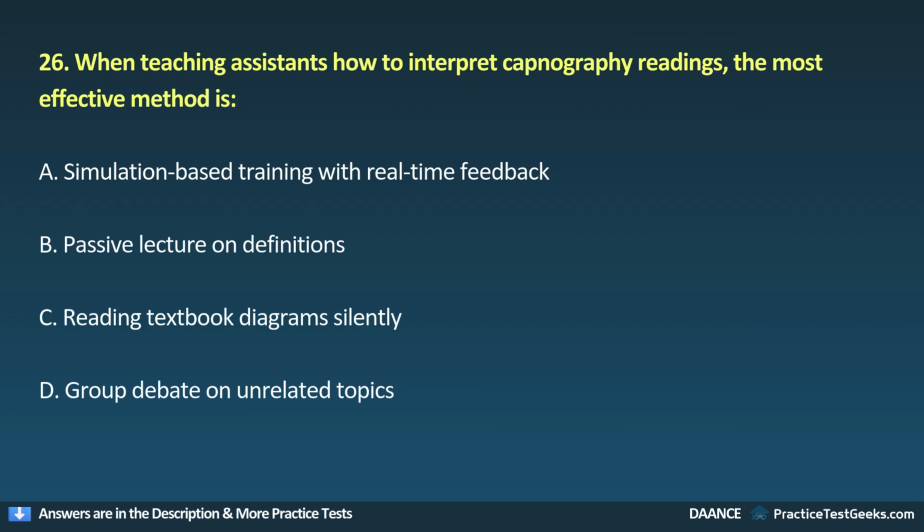26. When teaching assistants how to interpret capnography readings, the most effective method is A. Simulation-based training with real-time feedback. B. Passive lecture on definitions. C. Reading textbook diagrams silently. D. Group debate on unrelated topics.